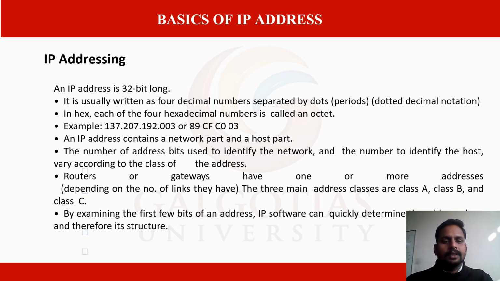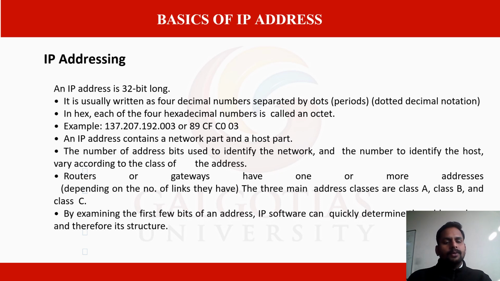So you see here, as I told you, in the second part they are telling it in hex, the hexadecimal value, and they are mentioning the octet. I already told you what an octet is: it is 8 bits of information. As an example, they are giving 137.207.192.003. So this is the IP address we have.